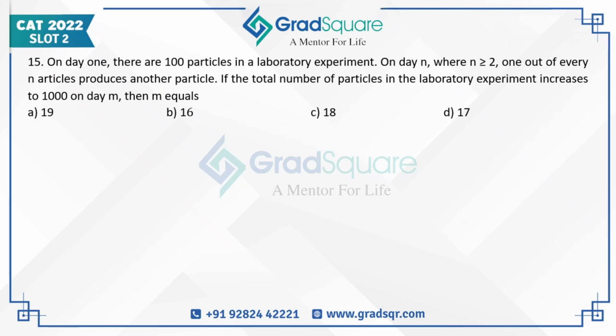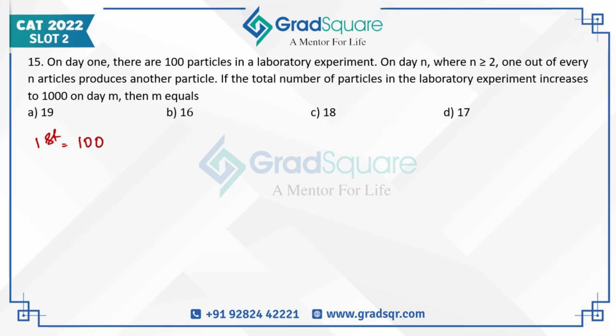Now in this question it is given that on day 1 there are 100 particles in a laboratory experiment. On day n, where n is greater than or equal to 2, one out of every n particles produces another particle. If the total number of particles in the laboratory experiment increases to 1000 on day m, then m equals what? That is the question.